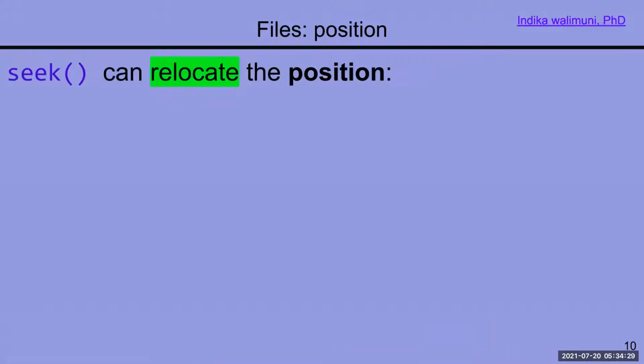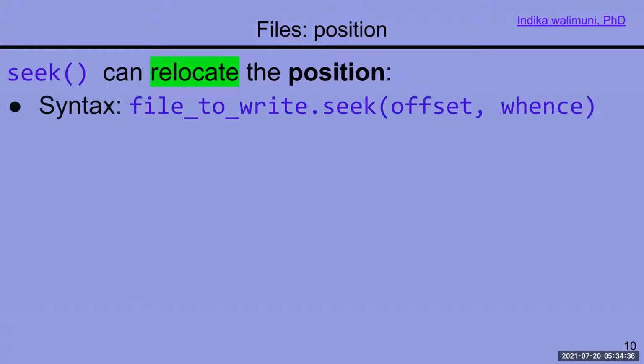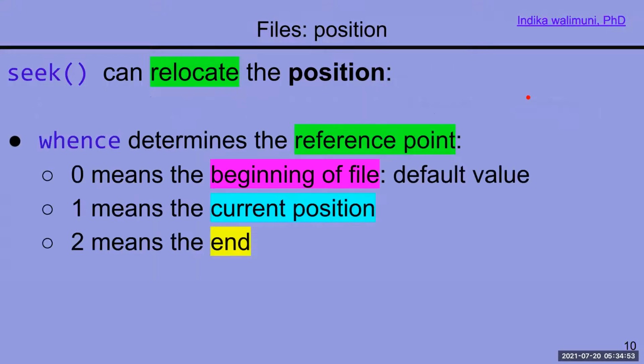All right. Seek basically can relocate the position to the place where you want. So the syntax is the file object name and the seek method, and there are two parameters, offset and whence. The default value for both is actually 0. Whence determines the reference point, basically, from which we are to seek.